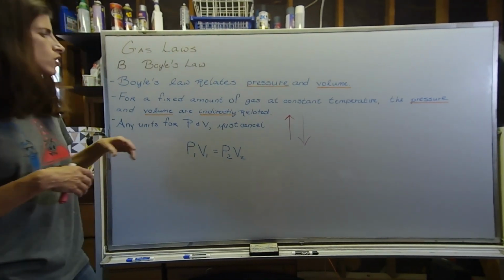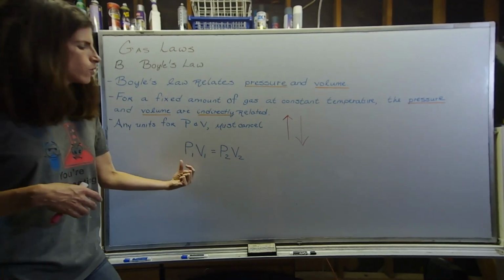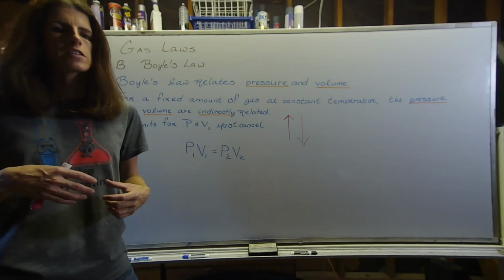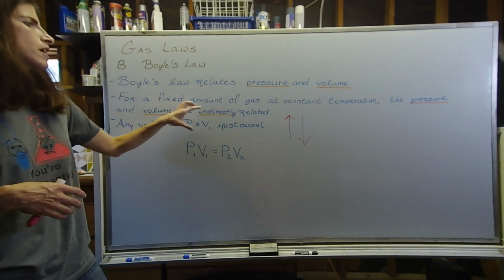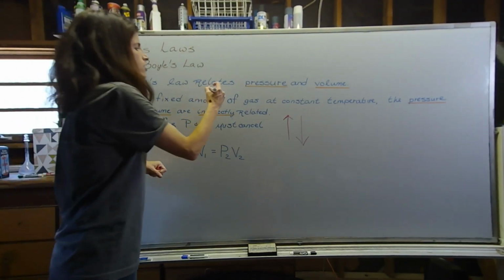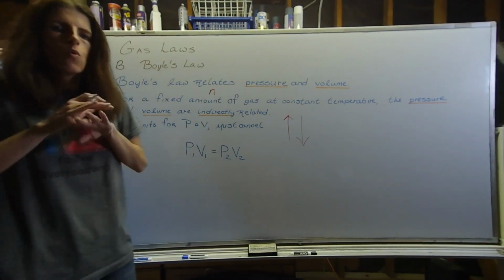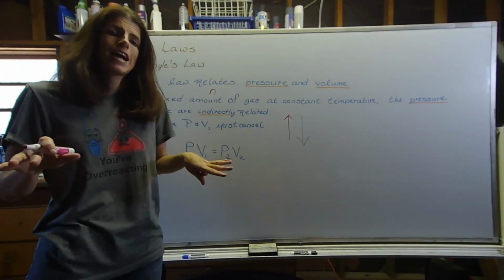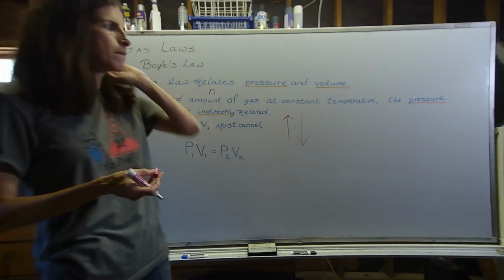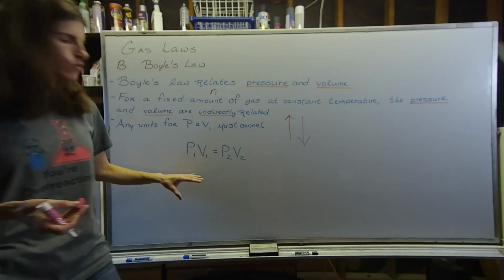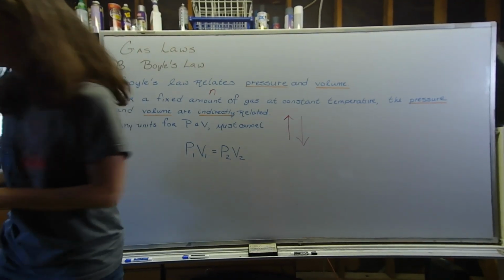And the last thing to know is, since Boyle's Law focuses specifically on pressure and volume, we want to keep other things constant. So we're going to keep the amount of gas, which is symbolized with an n, the same. The n stands for moles of gas. That can't change. Temperature also needs to be kept constant when we're using Boyle's Law.